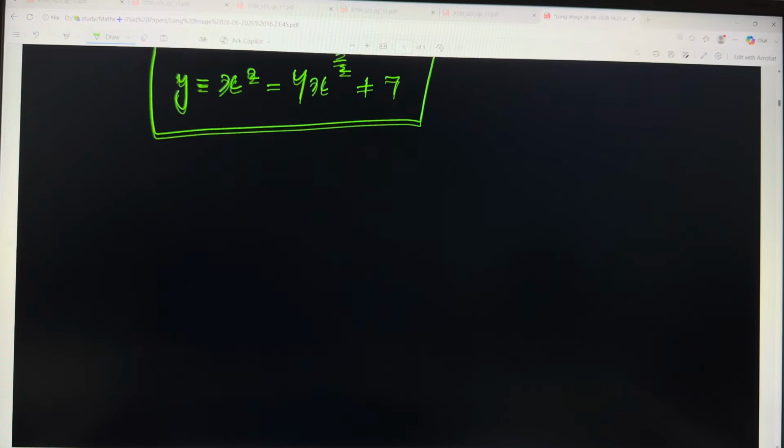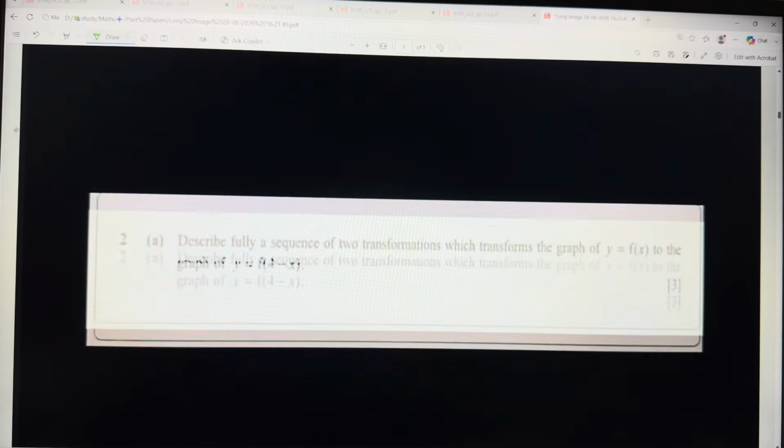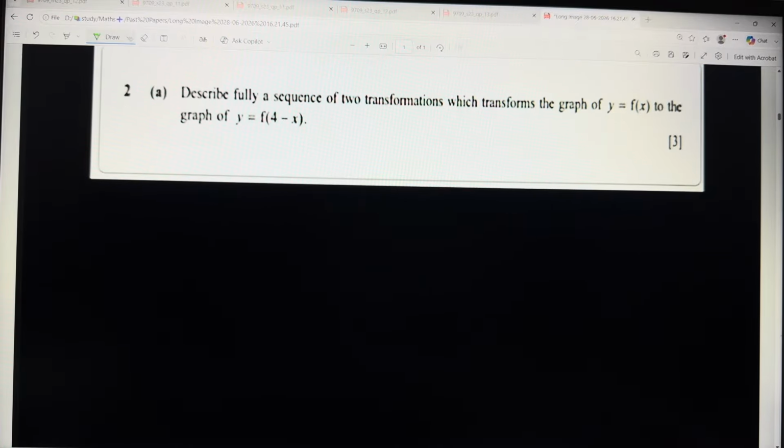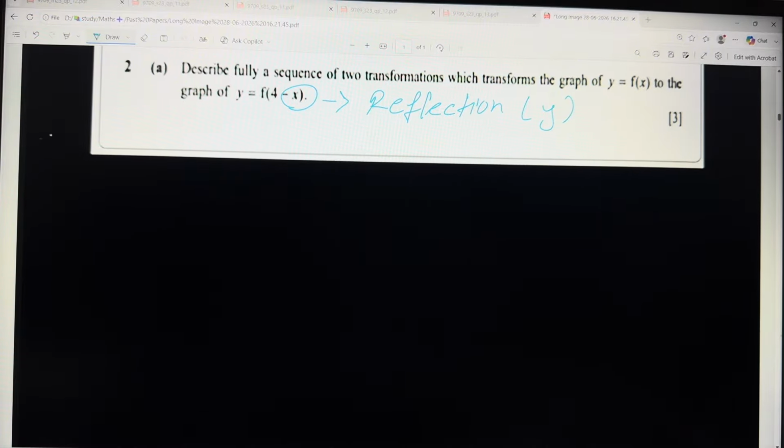Okay, next question is question number 2. Describe fully a sequence of two transformations which transforms the graph y is equal to f(x) to the graph y is equal to f(4 - x). So we can see that there's a minus x, which means a reflection in the y-axis. We can write this down as, first of all, y is equal to f(x).